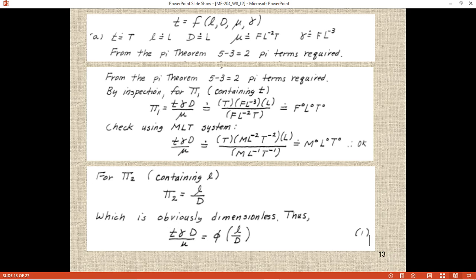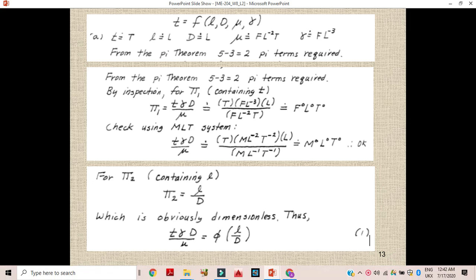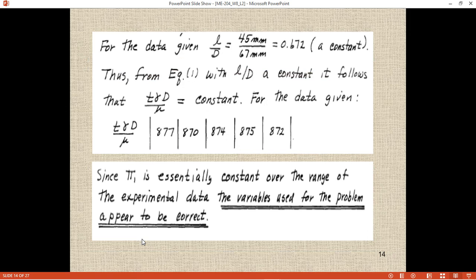Now let's analyze whether the variables we have used to describe the phenomenon are correct. For the data given, what is the data given? Length over D, L over D, is 45 over 67, which is 0.672. So it is a constant, because we do not have any variable that is varying. Thus from equation 1, with L over D a constant, it follows that this term must also be constant.